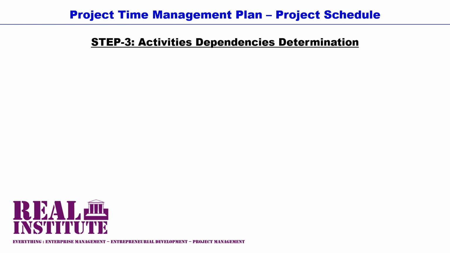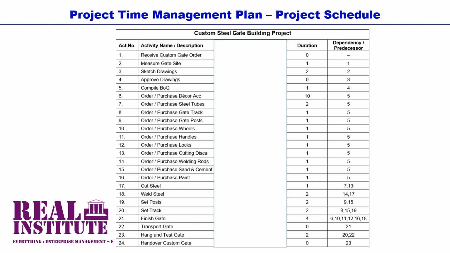The house wall bricklaying activity relies on the completion of the house foundation activities. Logic and theoretical know-how and practical experience may be necessary in doing justice to determining the project activities' dependencies. In our example of the custom sliding steel gate building project, we have also established the dependencies or predecessors for all the activities as demonstrated.